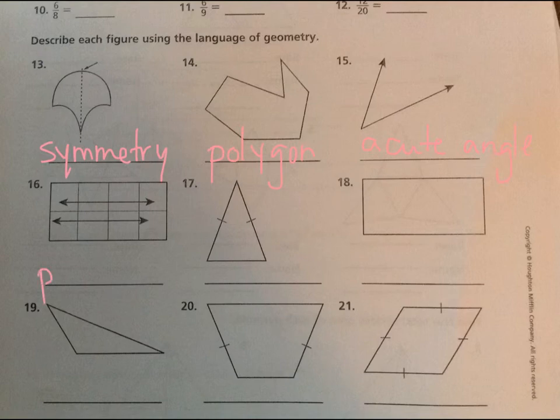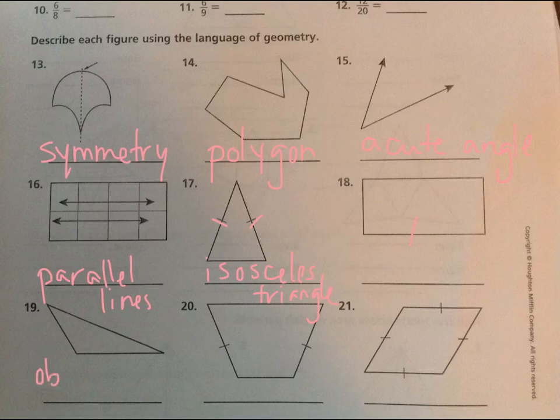Here we have parallel lines. Because two sides are the same, two sides, two eyes, isosceles triangle. This one you should just know. This one is an obtuse triangle. This here is, these two sides are the same, and these two sides are different.